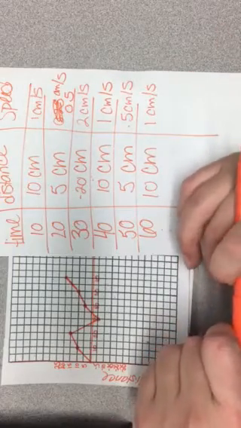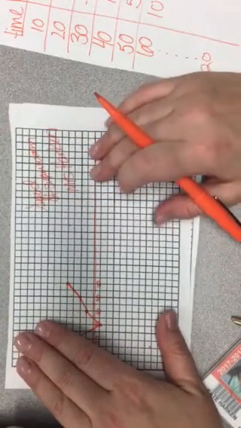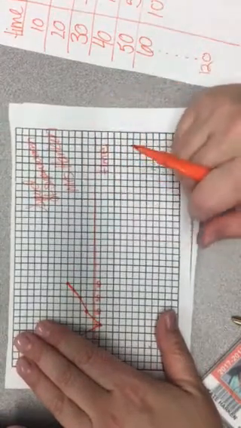Okay, when you are done with your graph, you're going to take this graph, you're going to go tape it on your poster, so that's why your name has to be on it. And then you're going to sit back down and you're going to answer your lab questions.